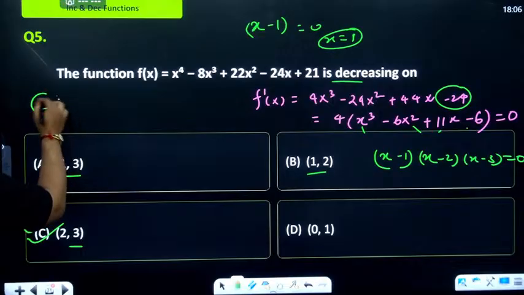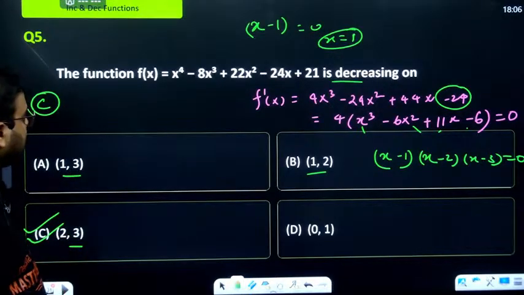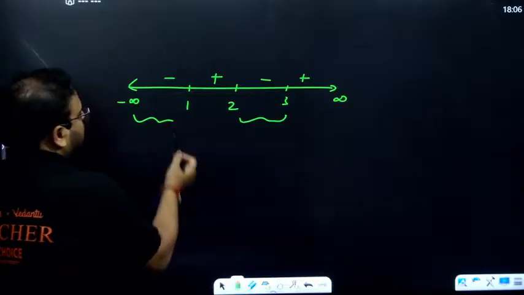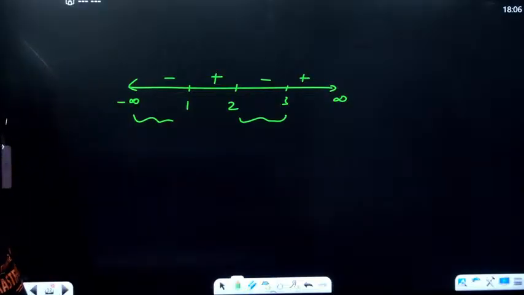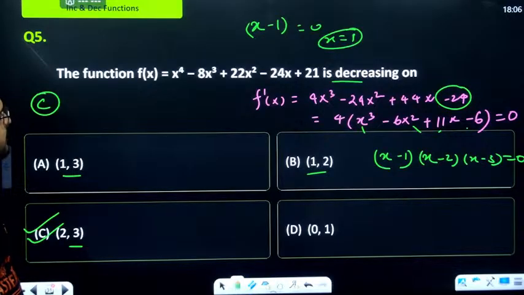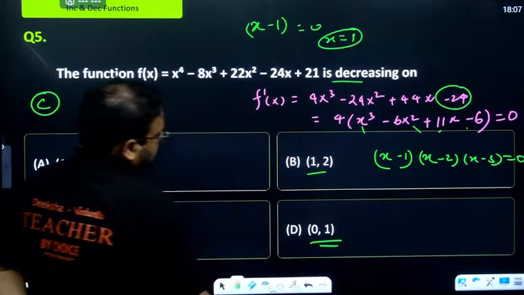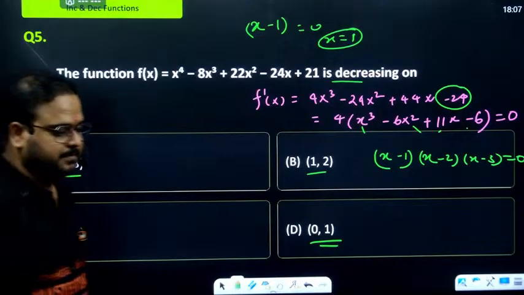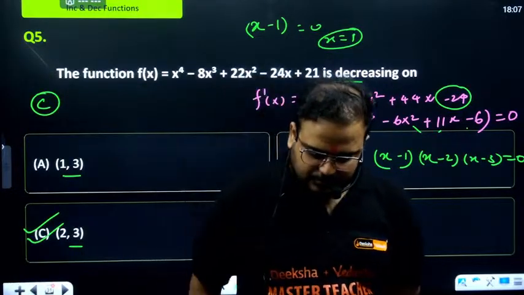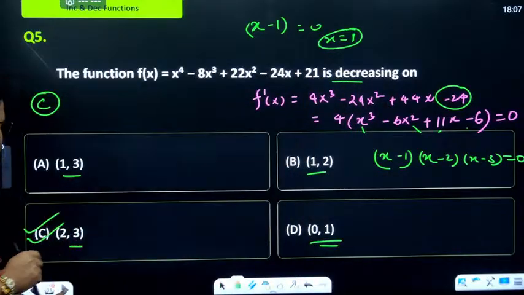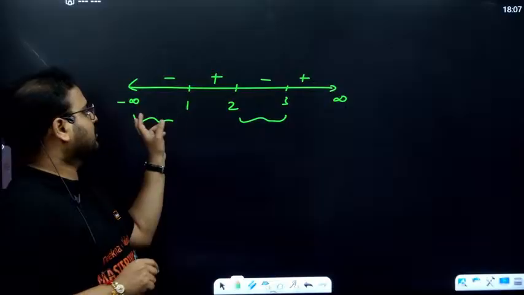Check. In the given options, even 0 to 1 is suitable actually. Even 0 to 1 is also suitable. Yeah, 2 to 3 or 0 to 1, both are correct actually. I made a mistake over here, guys. They're both correct options. I made a mistake while taking this question. Yes. Look at this. They're both coming negative now. Both the places are negative, right?